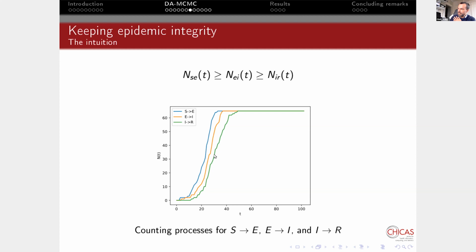Similarly, the green curve, the counting process for I to R, has to be at most equal to the orange curve. If these curves switch order, switch rank, then we invalidate our epidemic, and one or more of our S, E, I, and R compartments at any particular time point is likely to go negative. So we have to respect these constraints when we're deciding to move infection times around the geometry of our epidemic space.